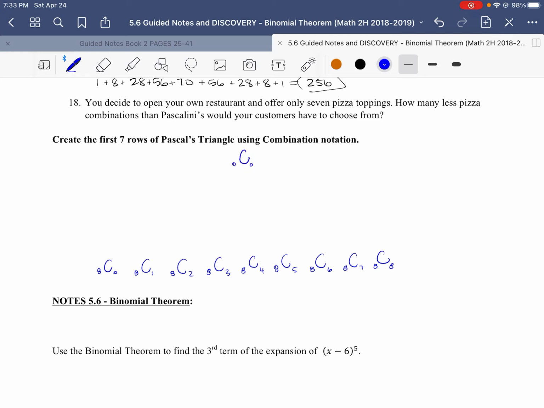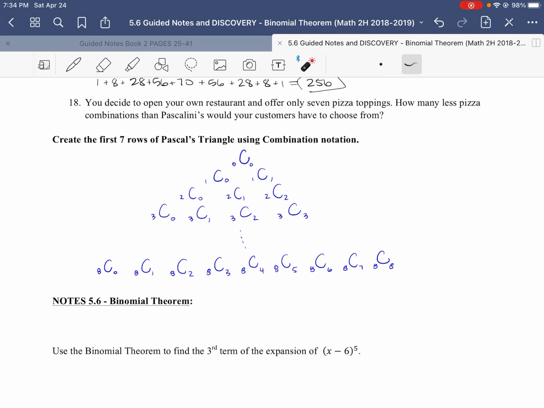The first one would be 0 choose 0, right? There's only one way to do that. The next row would be 1 choose 0 and 1 choose 1. The next row would be 2 choose 0, then 2 choose 1, then 2 choose 2. 3 choose 0, 3 choose 1, 3 choose 2, and 3 choose 3, and so on and so forth, and we could create the triangle all the way up through that.